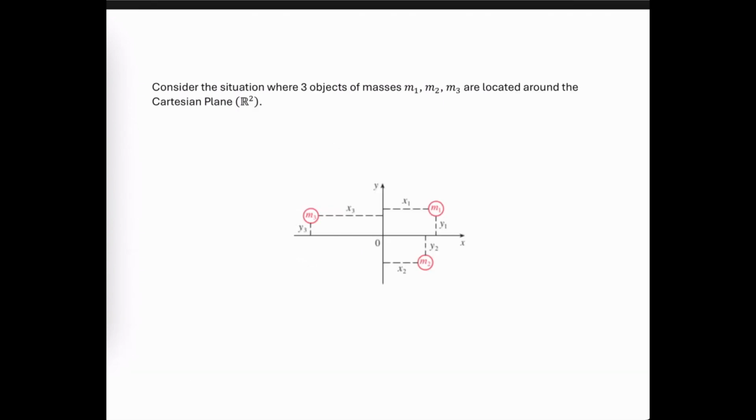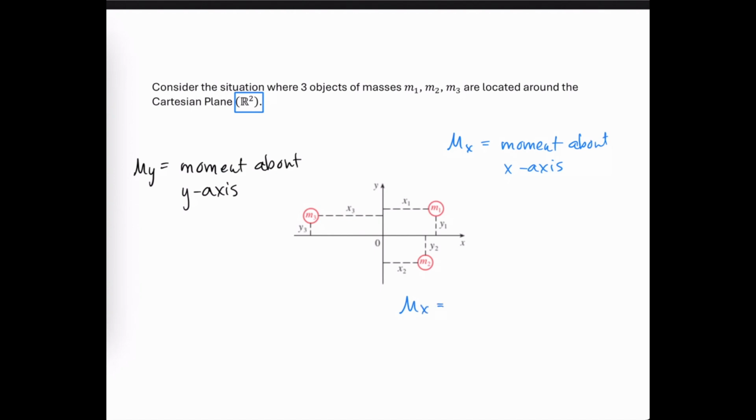Now let's see how we'd calculate the moments and centers of mass in a two-dimensional scenario. Here we're going to talk about the moment about the x-axis, which can also be interpreted as the tendency to rotate about the x-axis. As well, let's discuss the moment about the y-axis. The moment about the x-axis is going to be calculated by looking at the mass of an object multiplied by the distance that object is away from the x-axis, so in this case y1. But we need to consider this for every element in the system.